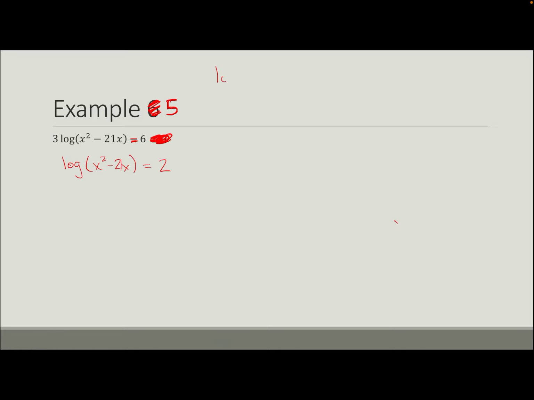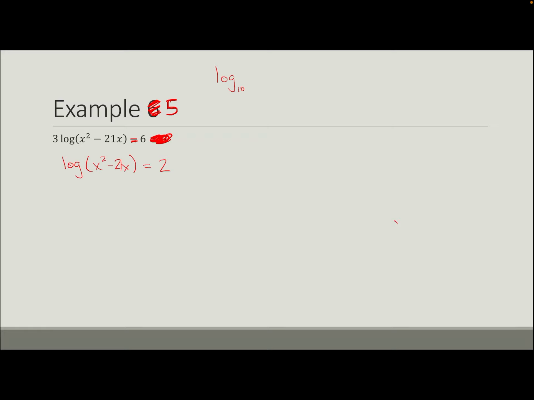And remember, if you have a logarithm and you don't have a base, the base is assumed to be a 10. This is what we call a common logarithm. A common logarithm, you don't see the base. That means the base is 10.